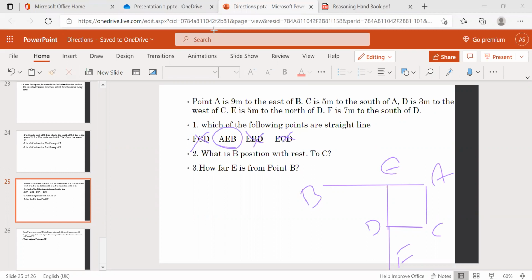Now, what is the B position with respect to C? C is here, B is here, just like this. Okay, it's nothing but southeast.